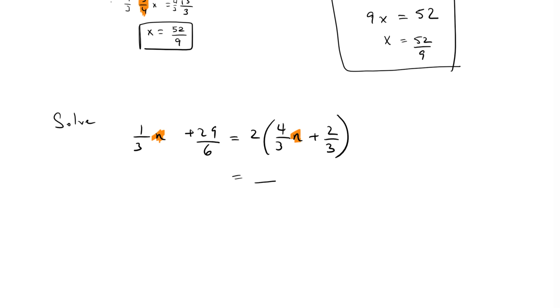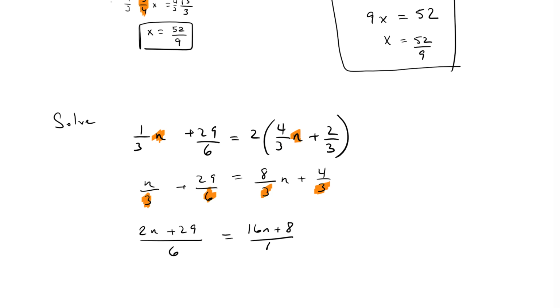2 times 4 is not 6, it's 8/3 of n plus 4/3. And here I'm not changing anything here. After that, I'm looking at my denominators. I'm looking for the smallest common denominator, and that's going to be 6, right? I can fit all of those into 3 and 6 can be fitted into 6, so I'm going to have 2n plus 29 over 6 equals to, I need to multiply by 2 everywhere, so that's 16n plus 8 over 6.